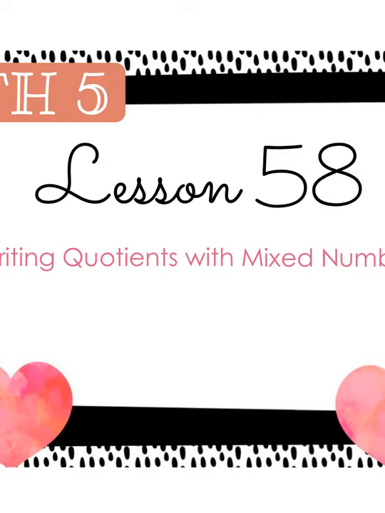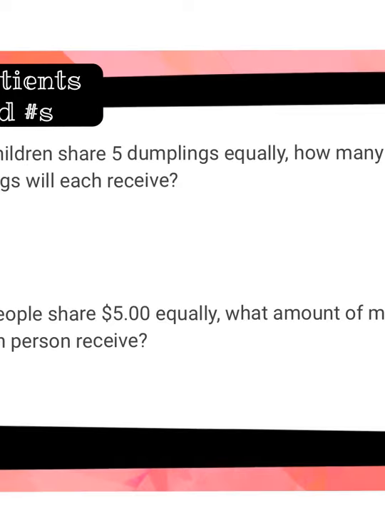Today we're talking about writing our quotients with mixed numbers. We've already done some of this where we end up with our whole number answer, like how many whole times the divisor goes into the dividend, and then we take that remainder and turn it into a fraction. The whole thing together looks like a mixed number. So here is our first example for today.